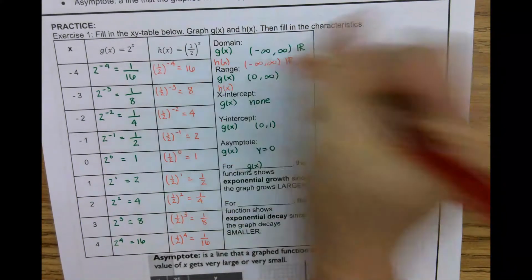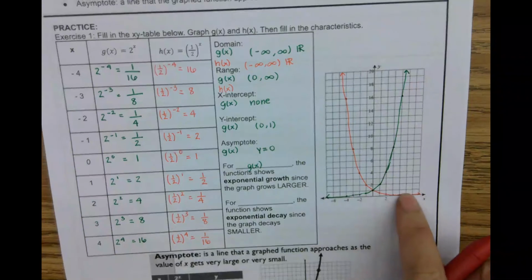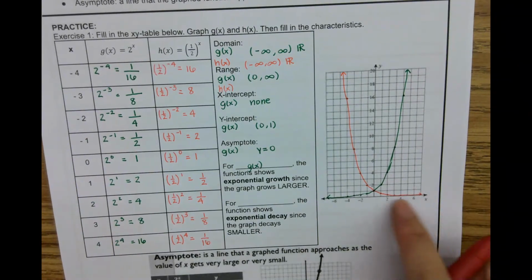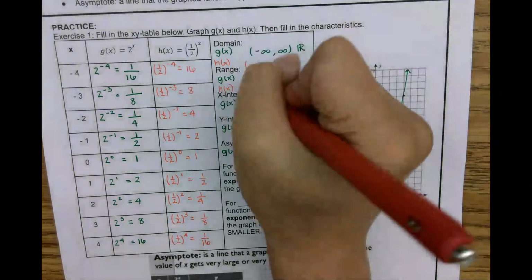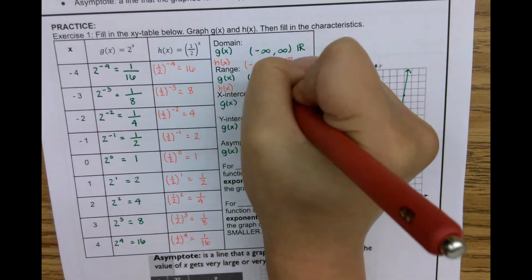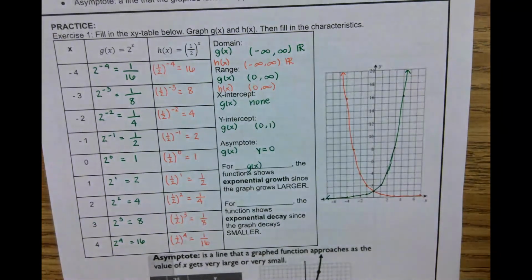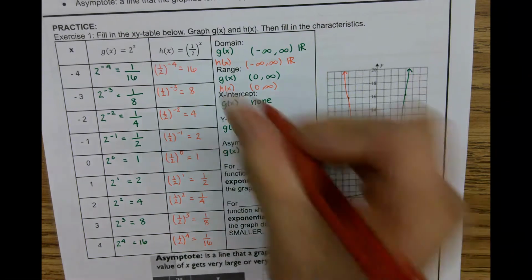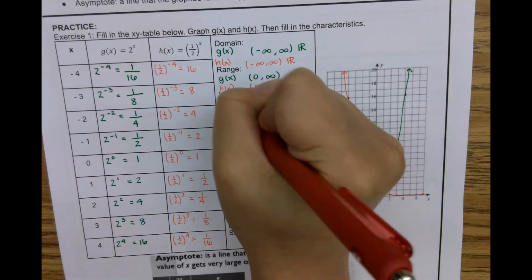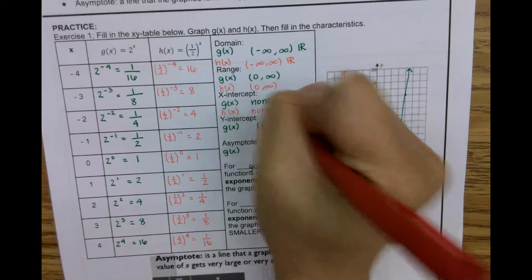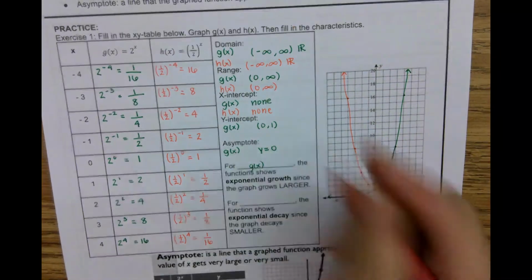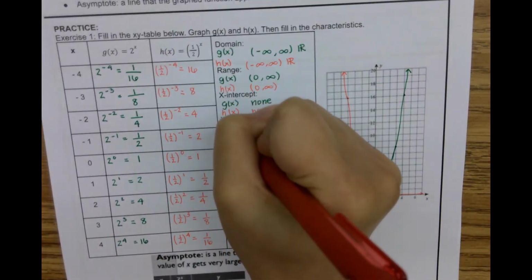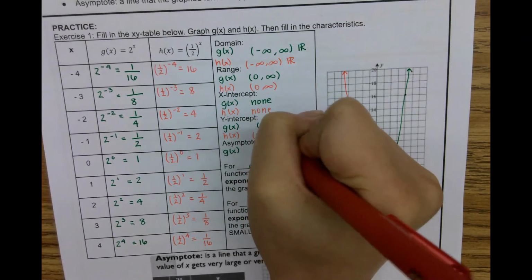Range for h of x: as x gets bigger and bigger, it gets closer and closer to 0, but never touches it. So here, it's going to be 0 to infinity, or y is greater than 0. X-intercept: although it gets closer and closer to this line, it never actually touches it, so there is no x-intercept. Y-intercept: here's the y-axis, it touches it at (0, 1). So the y-intercept for h of x is (0, 1).